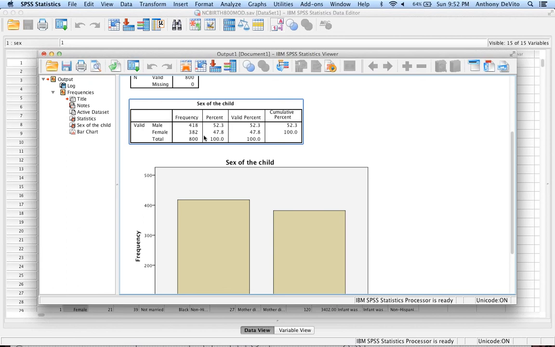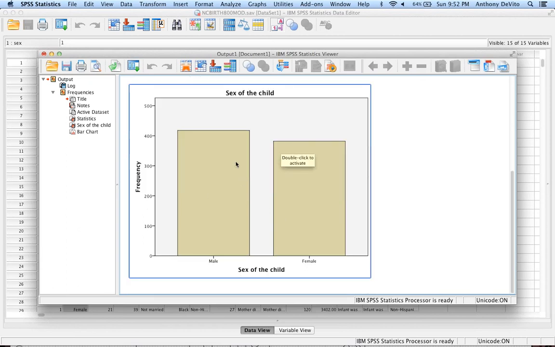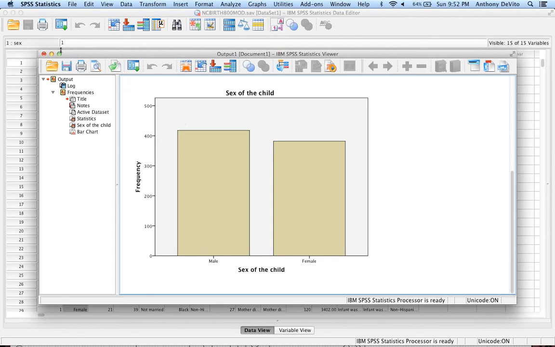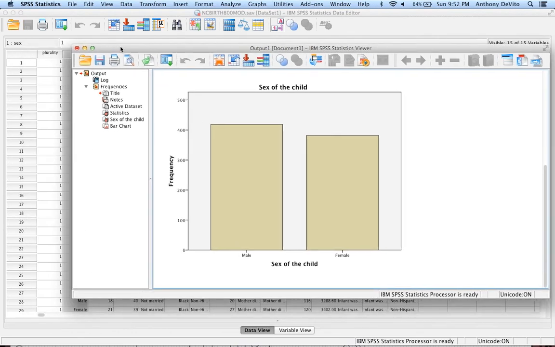At any rate, this will give you the actual frequency. 418 males versus 382 females. You can see it graphed up here. Notice the bars are separated, right? Because it's a categorical variable. It's not the continuous number scale here. It's just males, females. And the height represents the number of babies. Okay, so that's how we might handle frequencies.